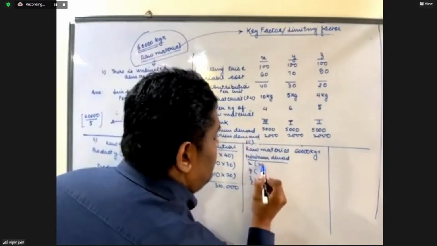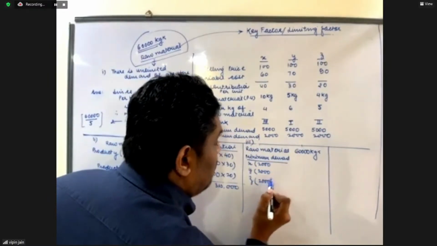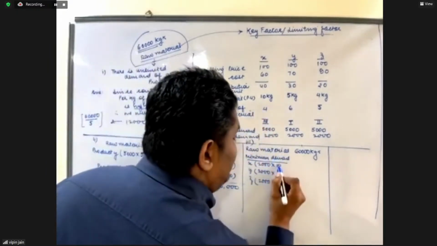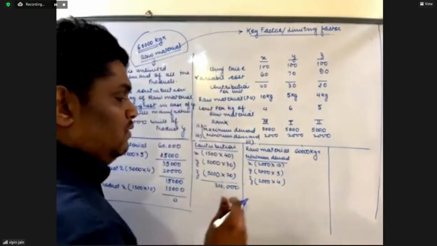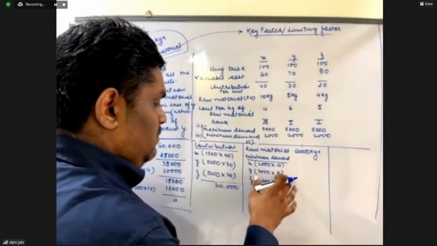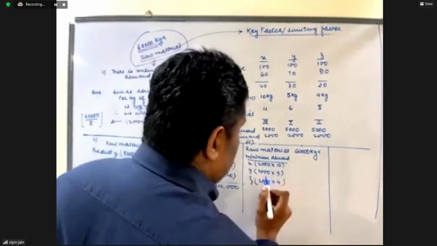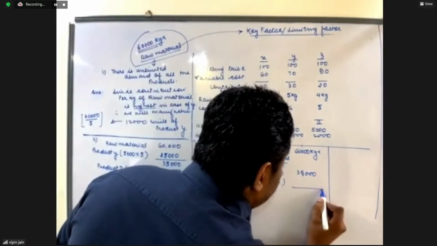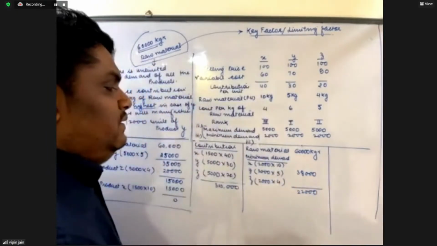That is 2,000 units we have to manufacture of every product into the raw material required per unit, that is 10, 5, and 4. So this will be 38,000. So still we are left out with 22,000 kgs.